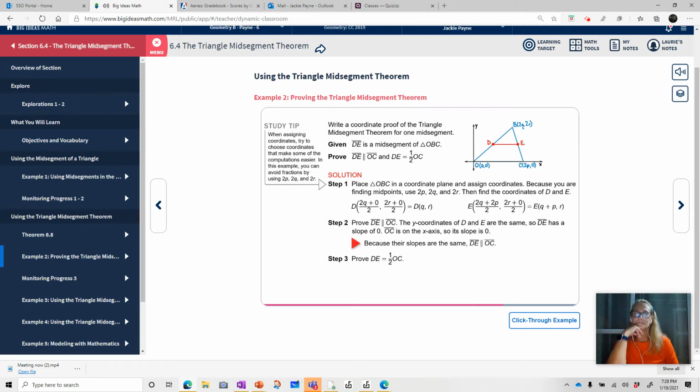Step 3. Prove DE is equal to 1/2 OC. Use the ruler postulate to find DE and OC. DE is equal to the absolute value of the quantity (q + p − q), which equals p. OC is equal to the absolute value of the quantity (2p − 0), which is equal to 2p. Because p is equal to 1/2 times the quantity 2p, and DE is equal to p, and OC is equal to 2p, then DE is equal to 1/2 OC.